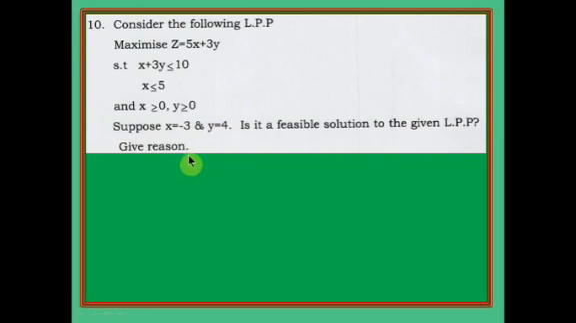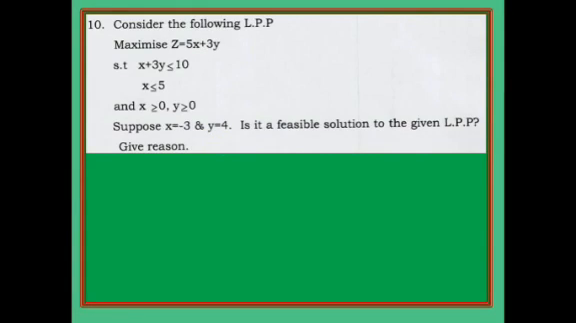So it will not be a feasible solution. With x equal to minus 3 and y equal to 4, it will not be considered as feasible solution. Why? It is not following non-negativity restriction. That's why it will not be called a feasible solution. That way the answer has to be written. It is just a 2-mark question. Nowhere is it required to be solved by graphical method first and then decide the conclusion. Directly the question has been asked by giving x equal to minus 3 and y equal to 4. Using this, it can be written as a single statement.